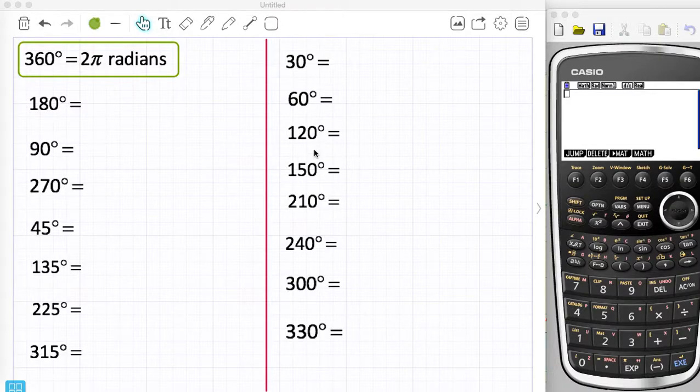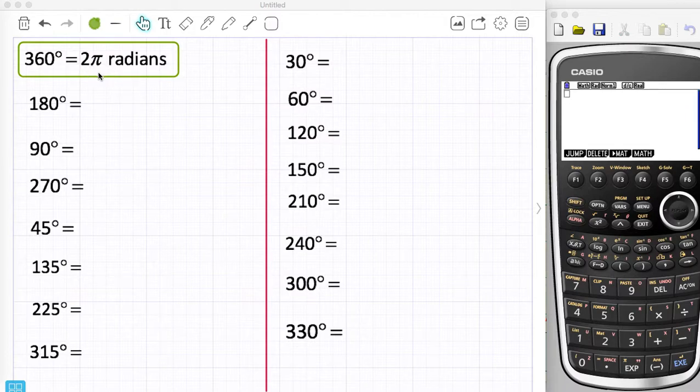Before you do any trigonometry, you really should know what a radian is. Now, up until IB, you've most likely said that there are 360 degrees in a circle. But now we say there's also 2 pi radians. So basically 360 degrees equals 2 pi radians.